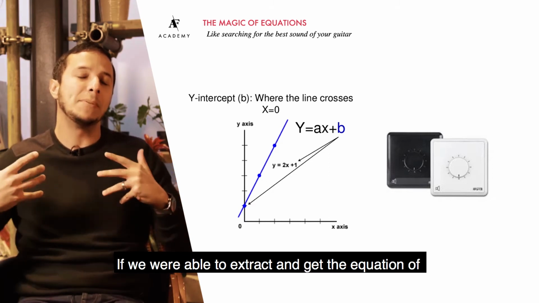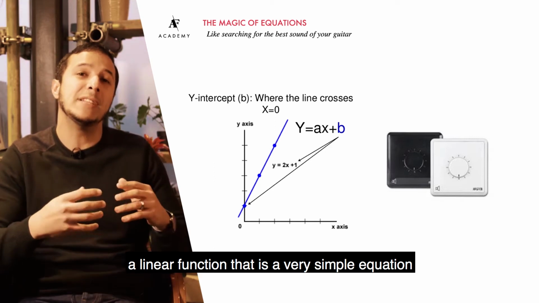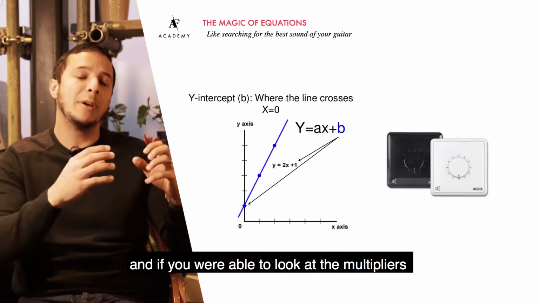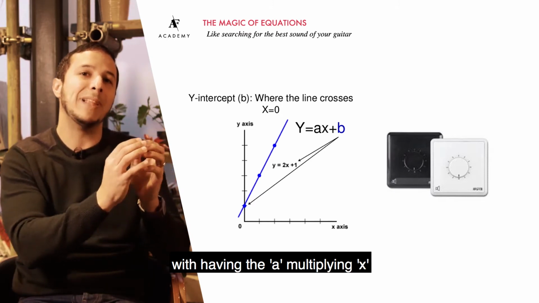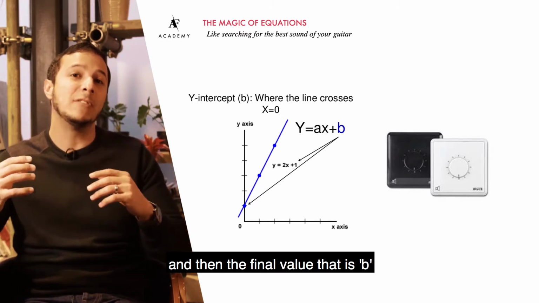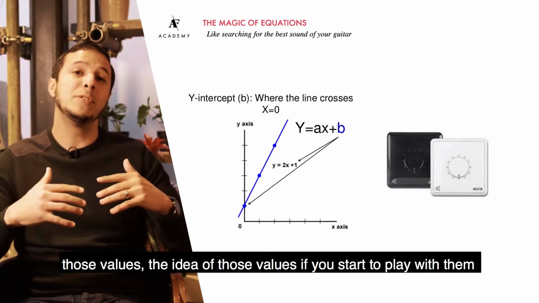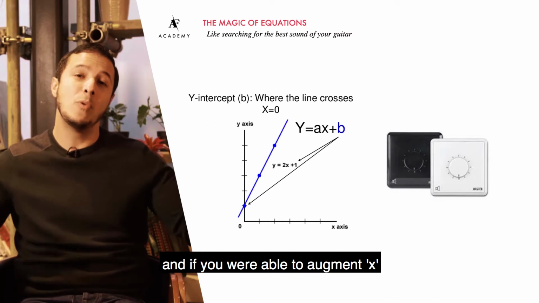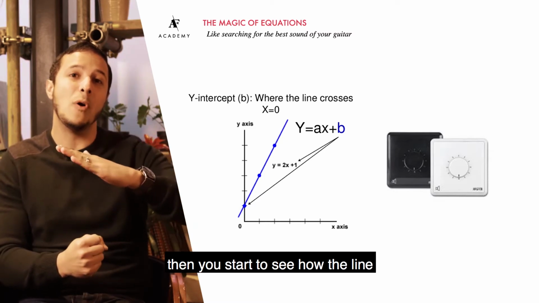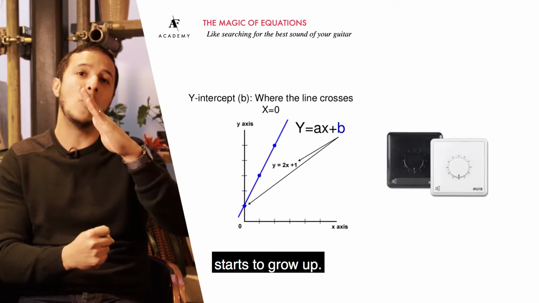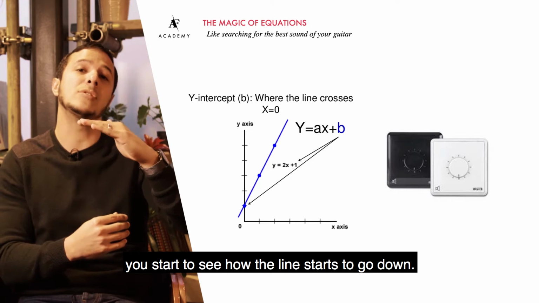If we were able to abstract and get the equation of a linear function, it's a very simple equation. If you look at the multipliers, with the a multiplying x and then the final value b, and you start to play with those values, and if you augment x, you start to see how the line starts to grow up. If you reduce x, you see how the line starts to go down.